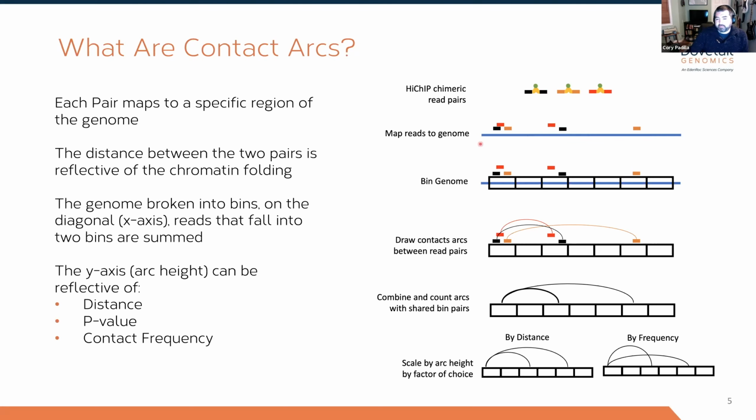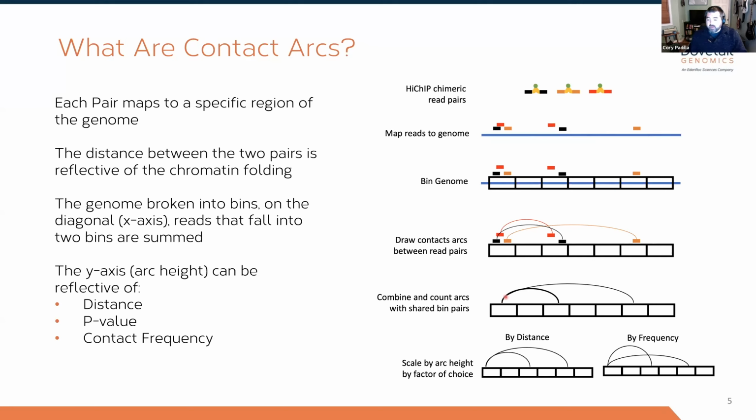And so what we do is we map these reads to the genome, and they fall out like such. And then we bin the genome, so we bucket the genome into these bins. And then we draw arcs between the different read pairs that fall in different buckets. And then we combine and count the arcs that have shared bin pairs. Notice there's 3 reads here that all fall within this bin. However, we're only combining and counting the red and black ones here because they have the same pair, where this orange one has a pair combination that is different from the other 2.